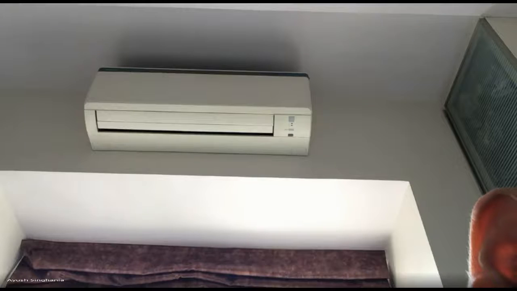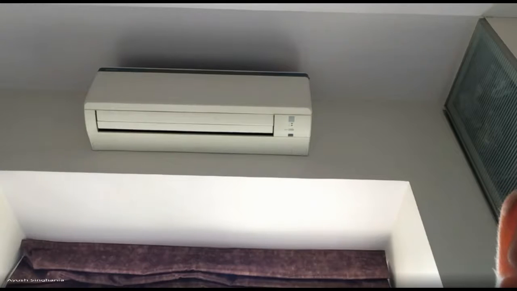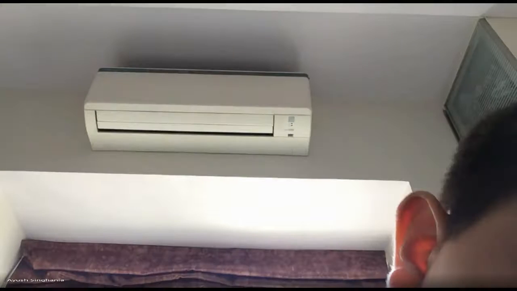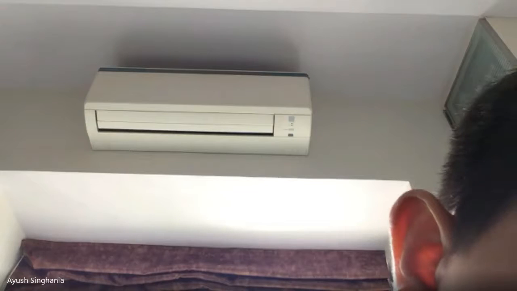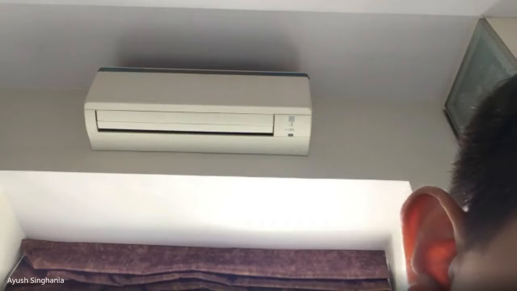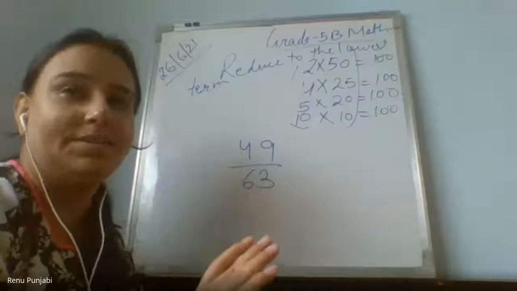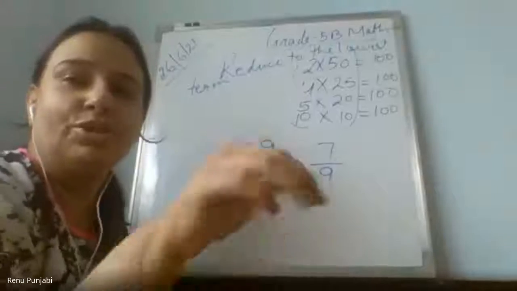I'll do that quickly. 4 3s are 12, 4 5s are 20. Ma'am, ऊपर 7 and नीचे 9. Use the word numerator and denominator. 3 by 5. Ma'am, in the numerator it will be 7 and in the denominator it will be 9. Excellent. Ayush is also right.